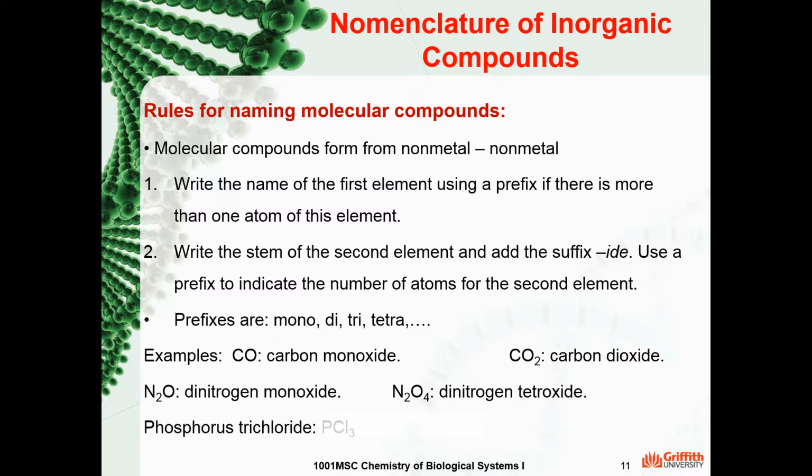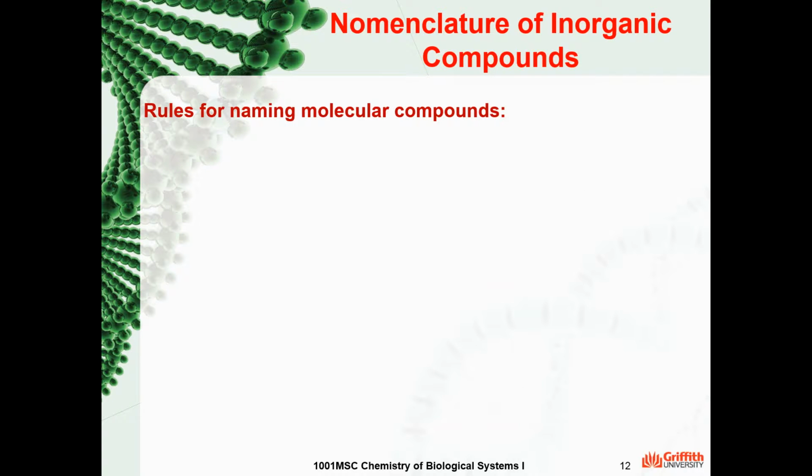Likewise, you need to learn how to predict the chemical formula of the compound from its name. For example, phosphorus trichloride. From the name, we know that we have only 1 atom of phosphorus and 3 atoms of chloride, so the compound is PCl3.